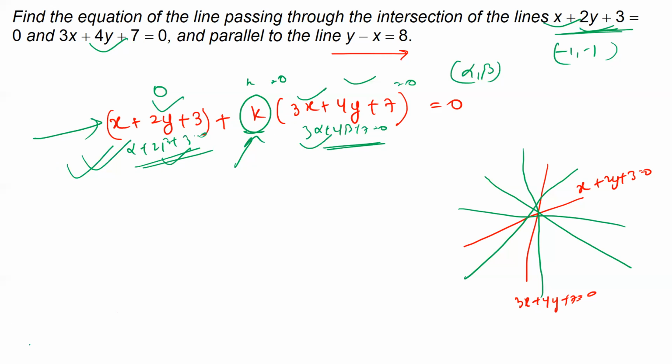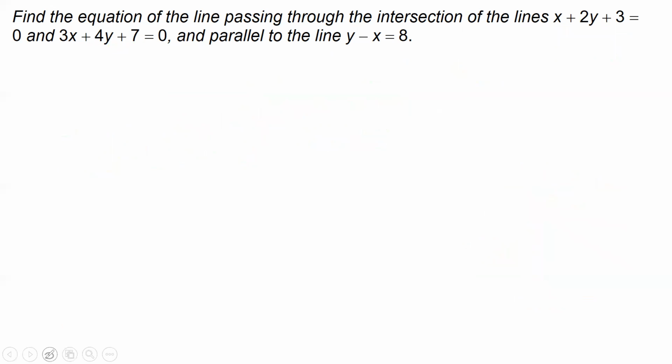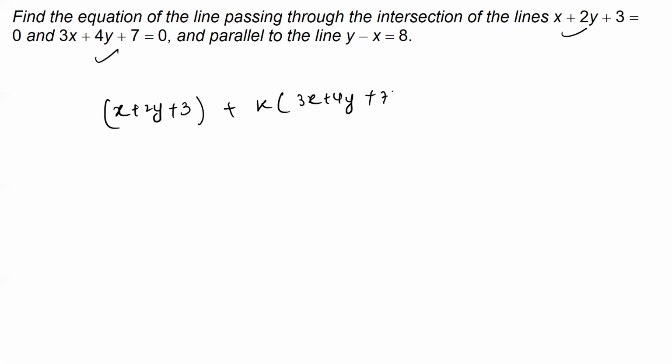Okay, so now let's clean it up and again see what we're talking about. All right, I'll choose black this time. We want a line that passes through the point of intersection of these two. So let the equation of the line be x + 2y + 3 + k(3x + 4y + 7) = 0. All we need to do is just find out the value of k. We will find out the value of k using this additional condition.